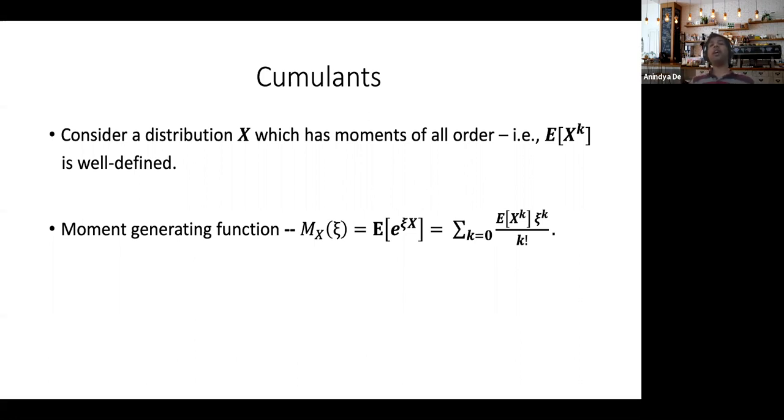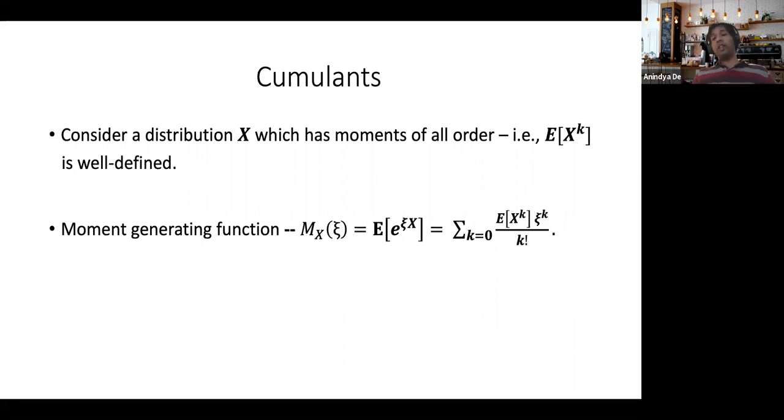Now you can define the moment generating function. Moments in some sense can also be defined as the coefficients of the moment generating function. What's the moment generating function? Look at expectation of e to the xi x, where xi is a variable; it's a power series in the variable xi. Then the kth moment is the coefficient of xi to the k times k factorial. So if you look at expectation of e to the xi x, you can write it as this power series, assuming that all the moments of x are well defined. Okay, we know what moments are.